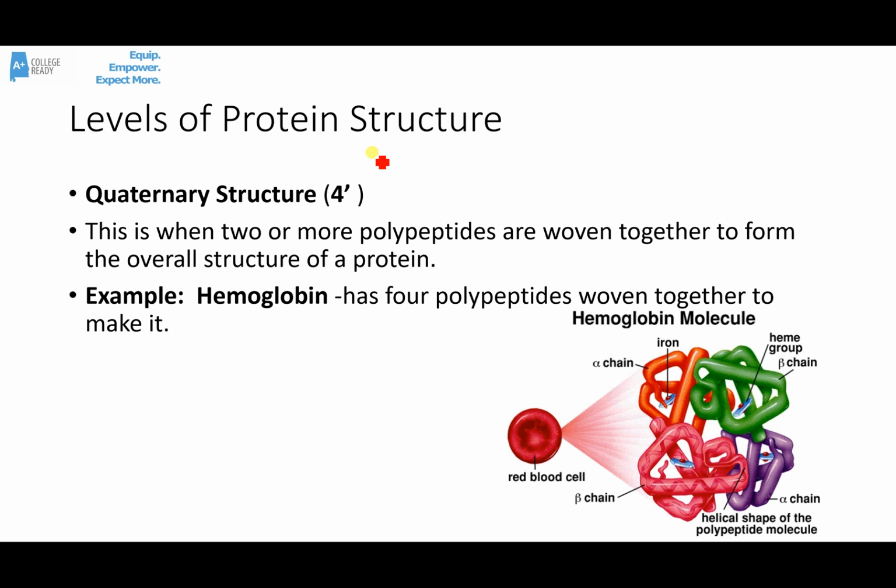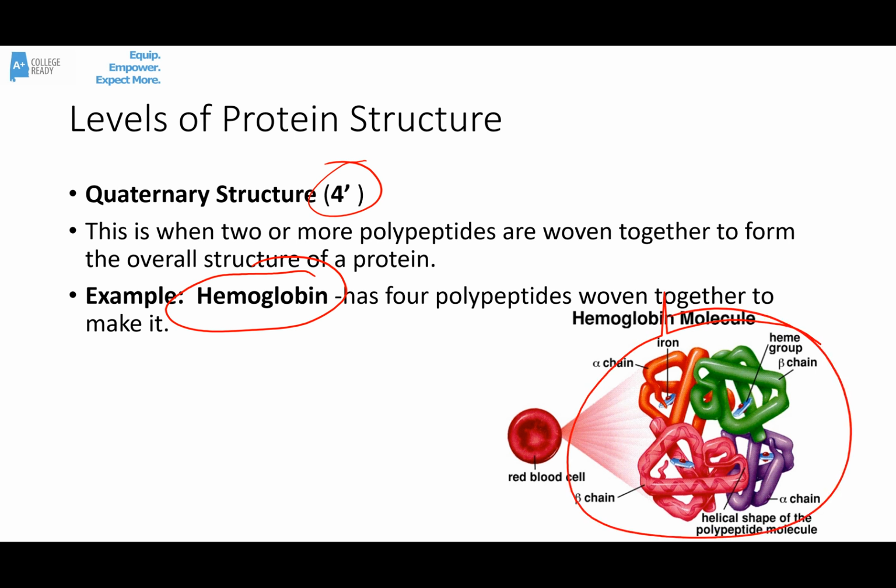Lastly, we'll talk about the quaternary or 4° structure. This is when 2 or more polypeptides are wrapped together to form the overall structure of a protein. For example, the protein hemoglobin in your blood, the protein that carries oxygen for you, has 4 polypeptide chains that get woven together to make this distinct 3-dimensional shape.